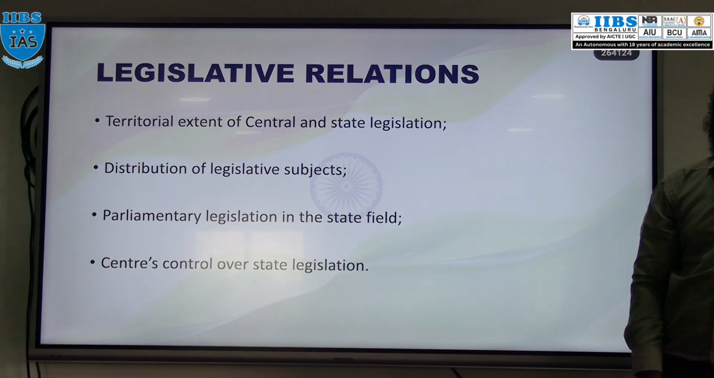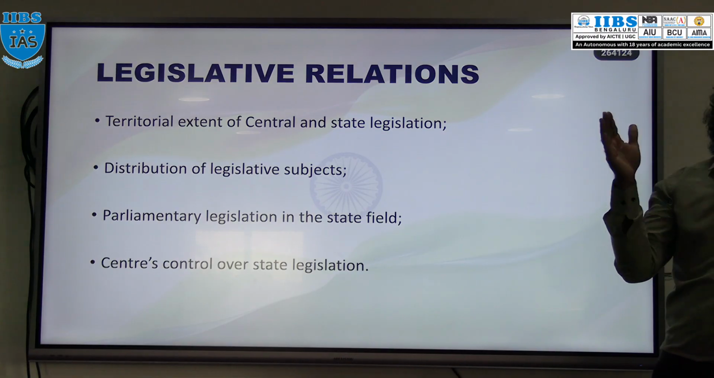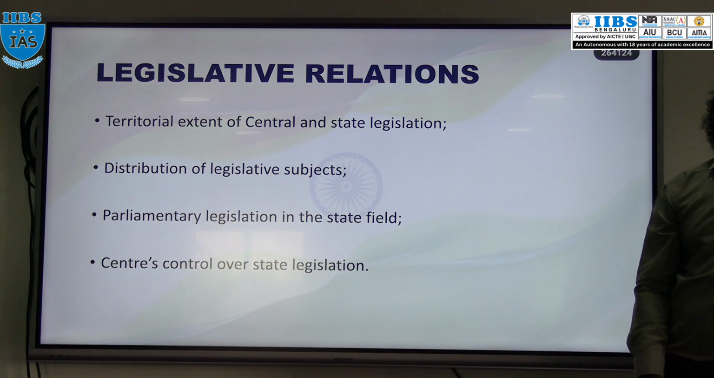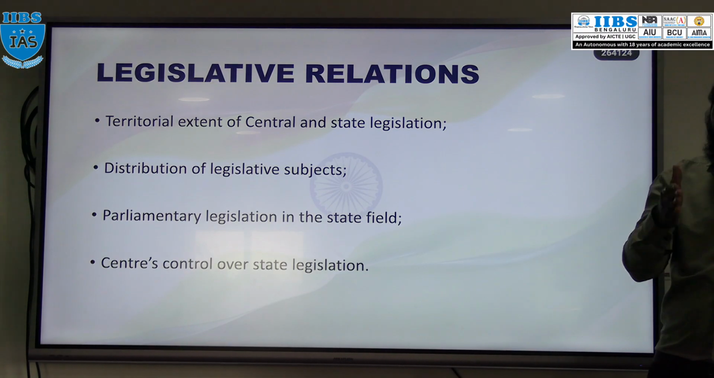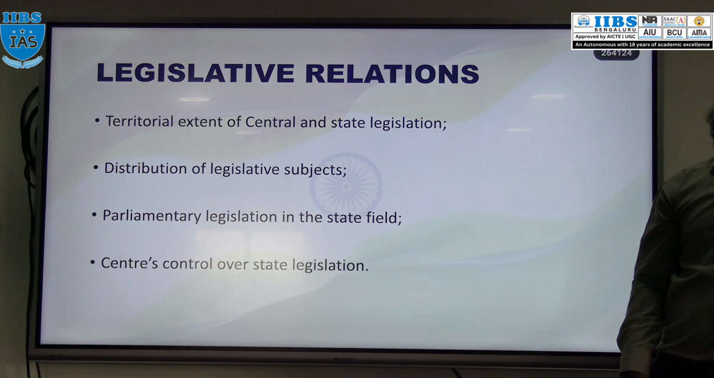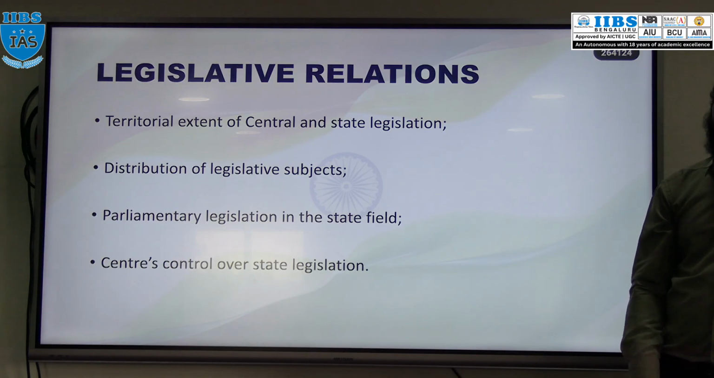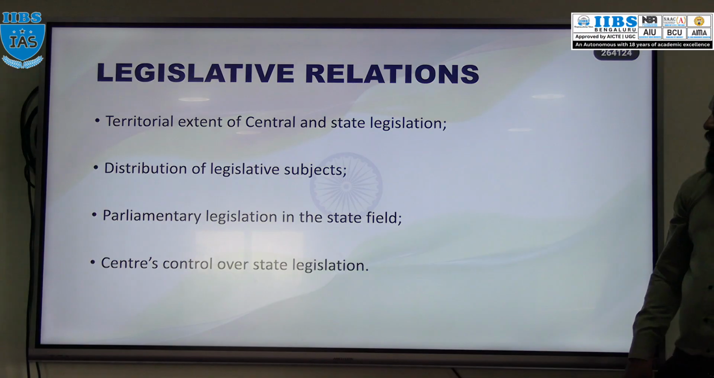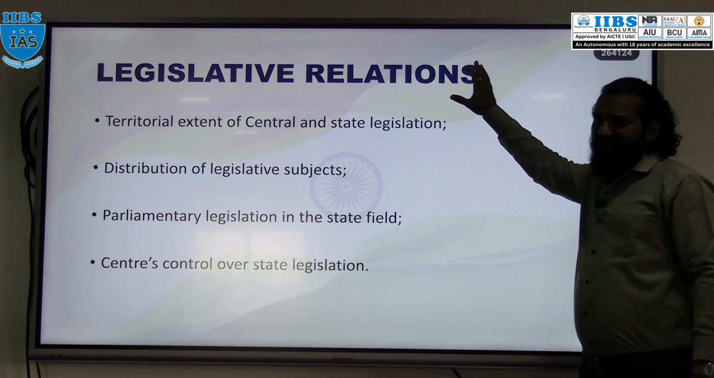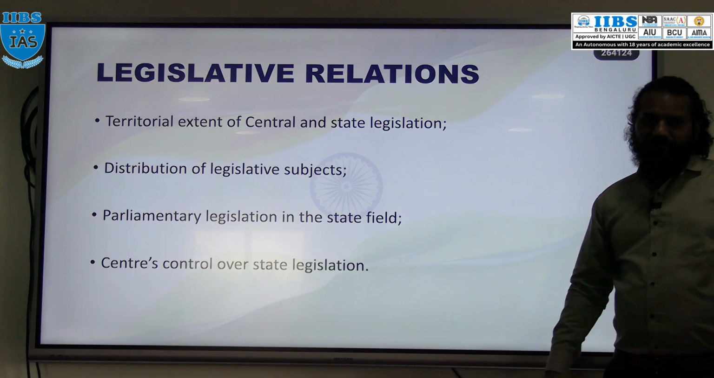Now we will discuss the relationship between the center and state. What is the relationship between center and state? In that particular relation, what is the legislative relationship between the central government and state government? Relationship in terms of legislature. The legislative relation between the center and state can be studied in 4 ways.